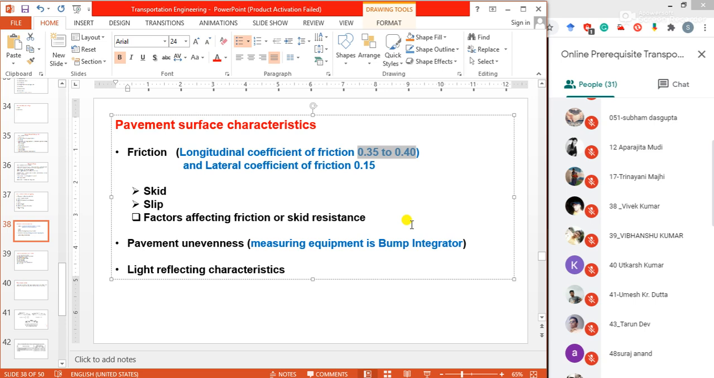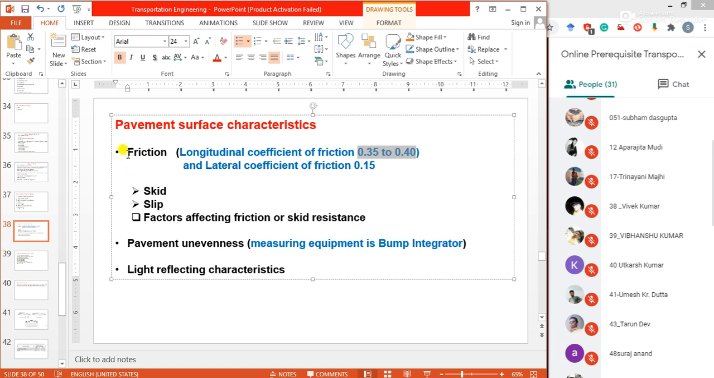Friction is the normal thing which happens between the vehicle tire and the road surface. After friction, there are some things like skid. This term we always use for bike riders. Skidding factor. What is skid? And another thing is there, that is slip. Skid and slip.